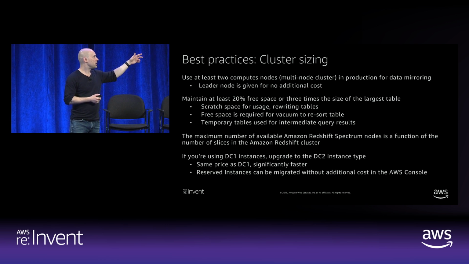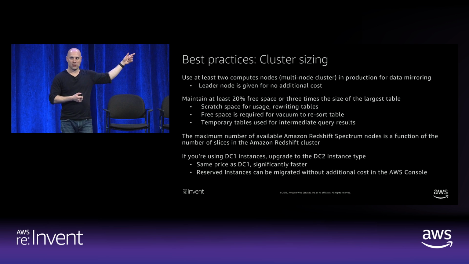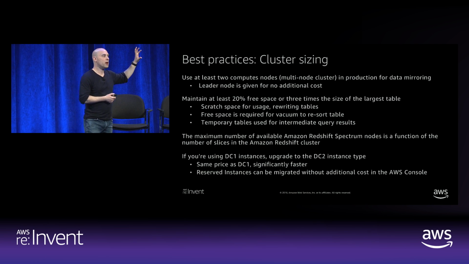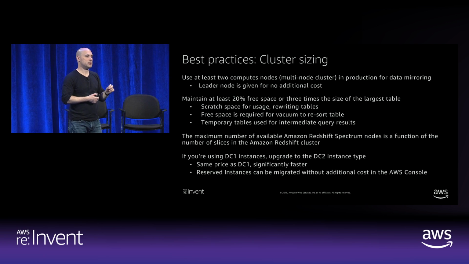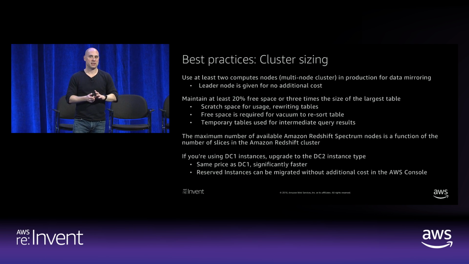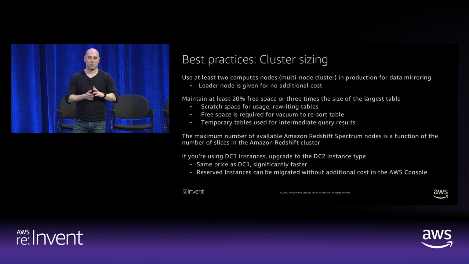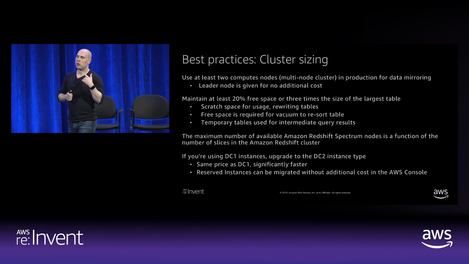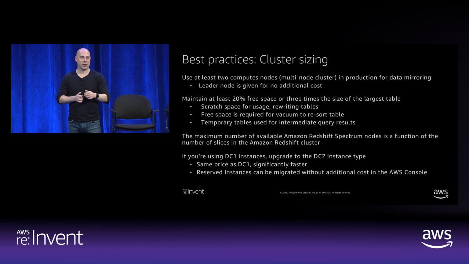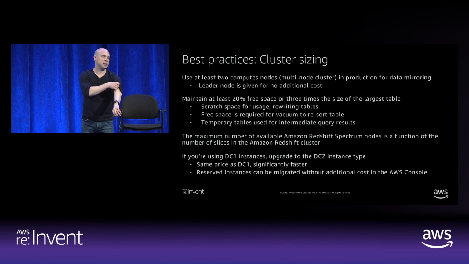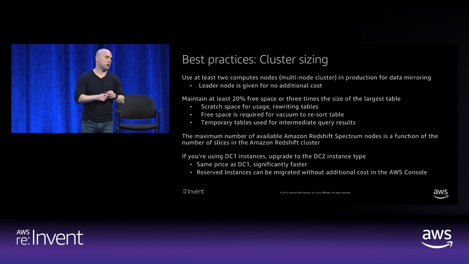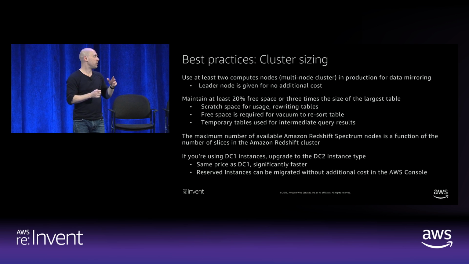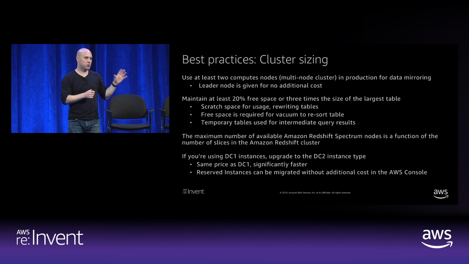If you happen to be one of these people who are still on a DC1, I know there are some Redshift users in here, if you're using DC1 instance types, please upgrade to DC2 instance types. You can resize from DC1 to DC2. It was about a year ago that we launched this new instance type, and it is significantly faster. In a lot of cases, they can be twice as fast. We have made it very easy to upgrade. You can just do the resize.